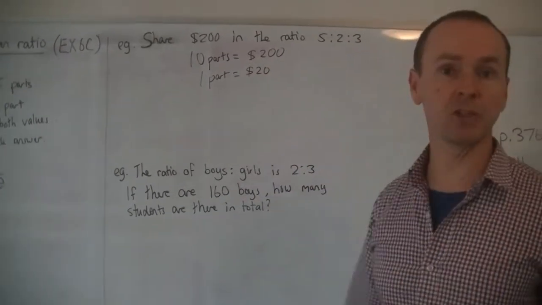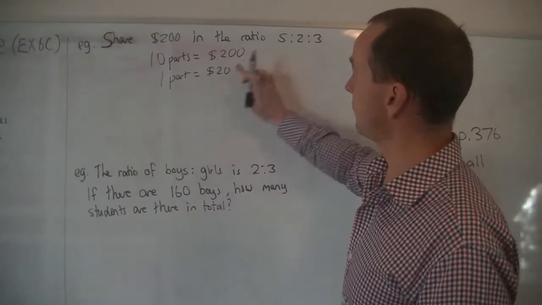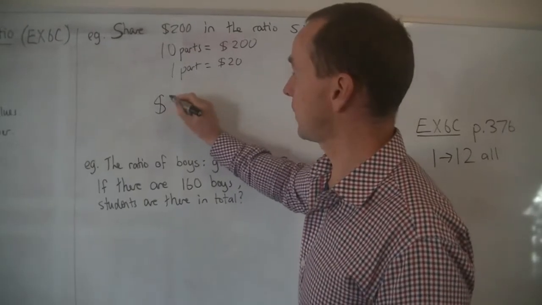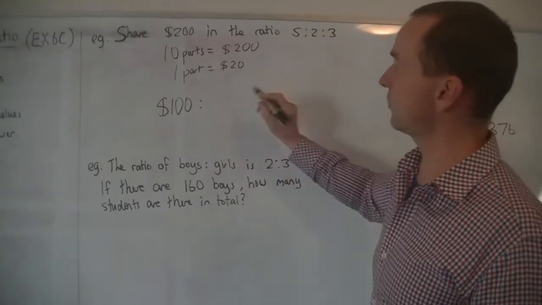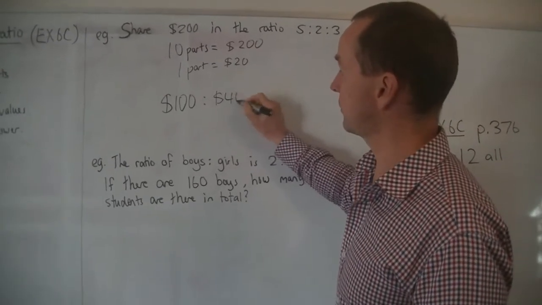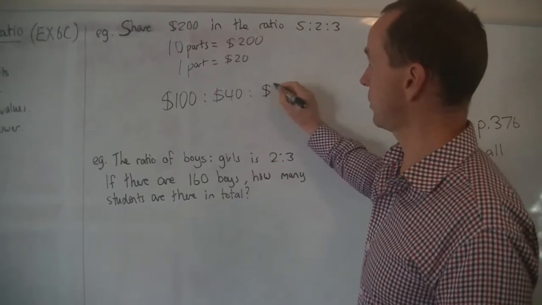And we've almost finished. How easy is that? The first person gets 5 parts. 5 lots of 20 is 100. So $100. I'm using units here as well. Second person gets 2 parts. 2 lots of 20 is $40. And the third person gets 3 parts, which is $60.